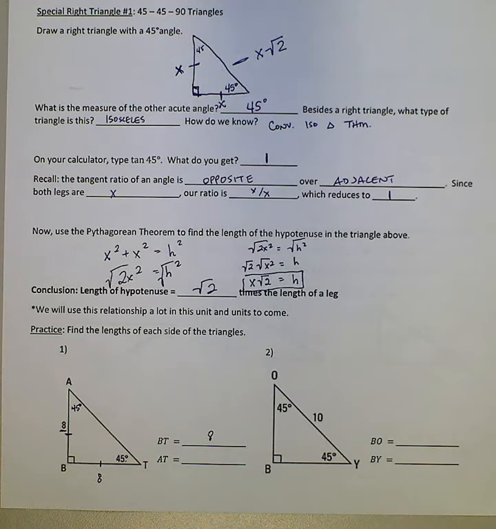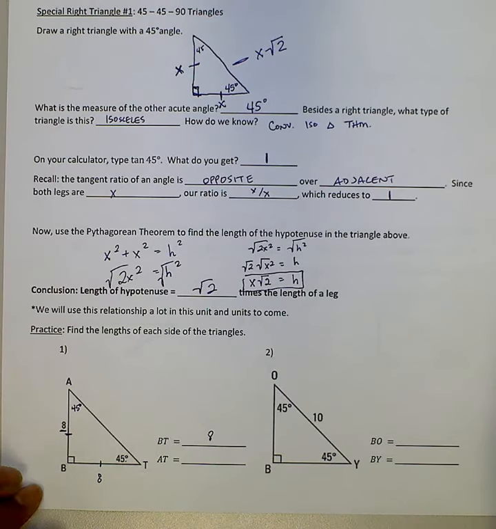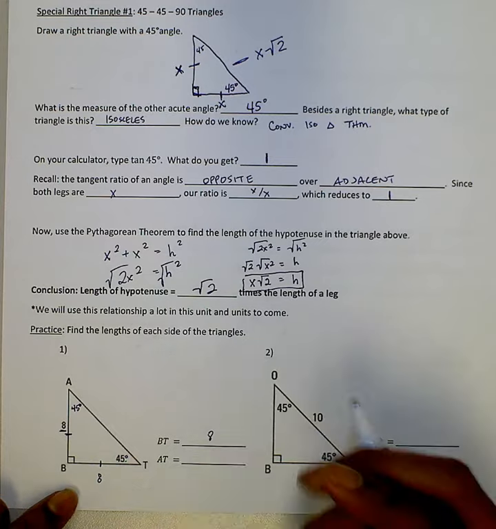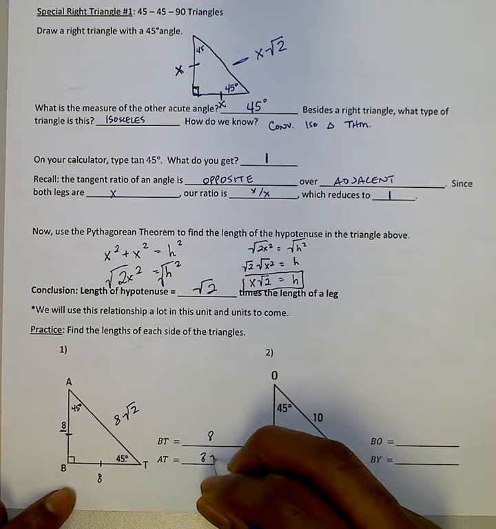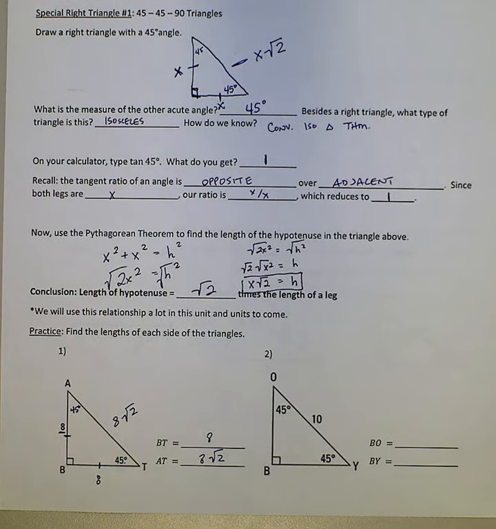Now we need to find AT. AT in this case is our hypotenuse. Our hypotenuse, like we said, is whatever this is times radical 2. So 8 times radical 2 will just be 8 radical 2. And that's the simplest 45, 45, 90 triangle problem that we'll see. There are really only two ways that we can see this problem, and here's the second way.